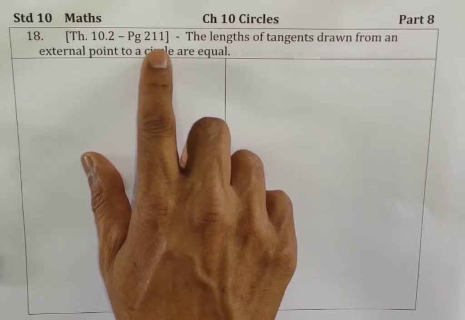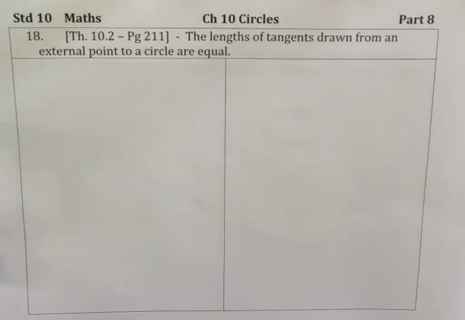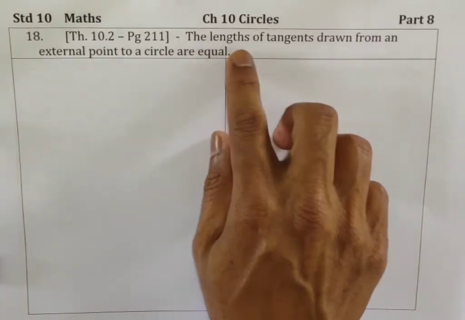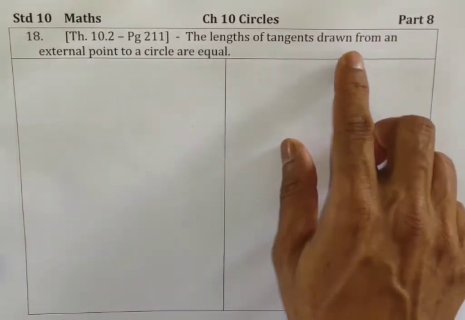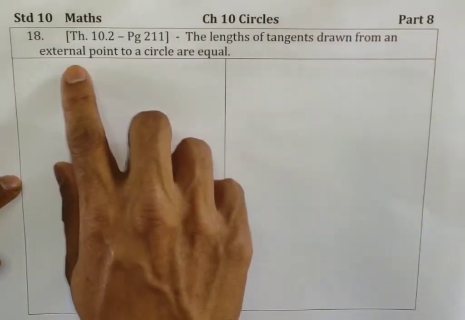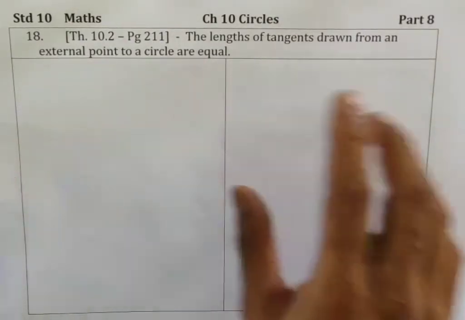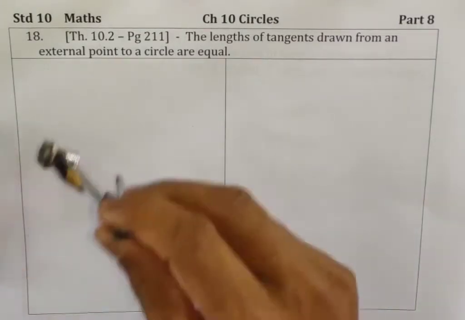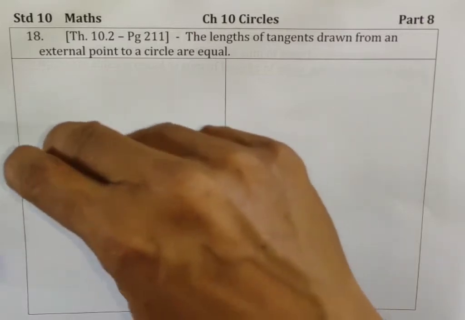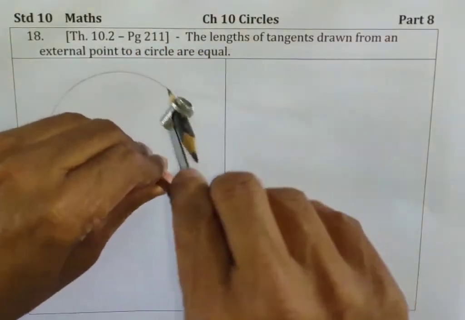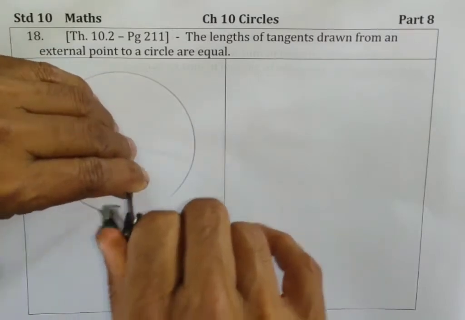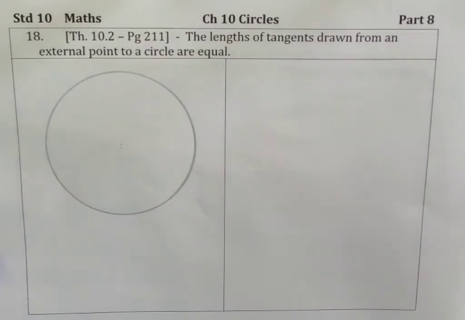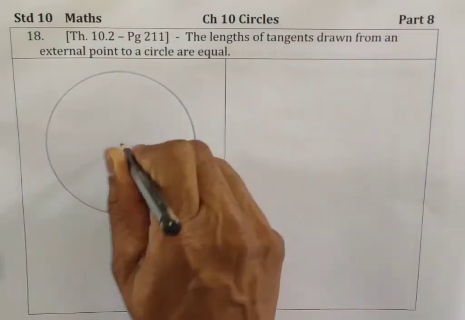Okay, ये 10th का theorem है, so you will have to enter this in your book. Okay, let us see the statement. The lengths of tangents drawn from an external point to the circle are equal. All right, we'll try to understand that. First, I draw a circle. Okay, here is a circle with center O.